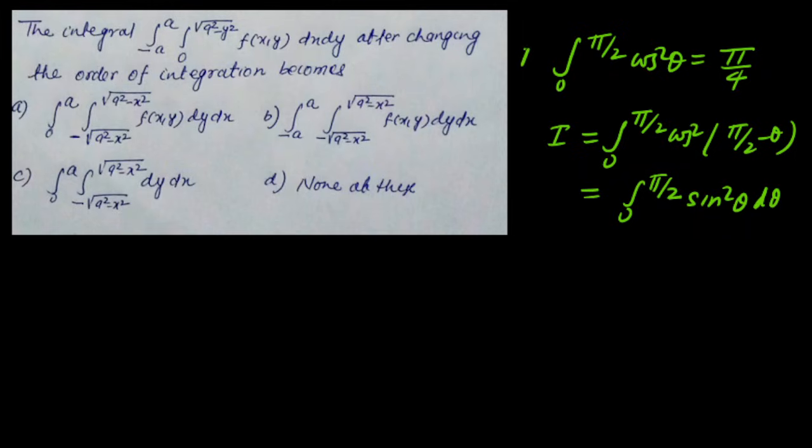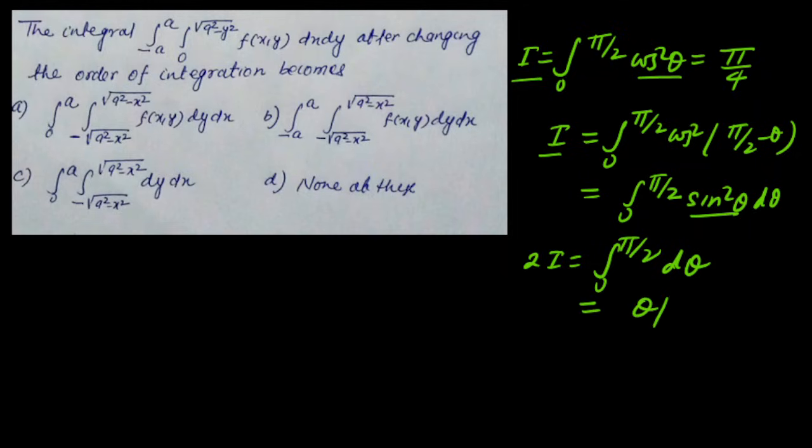I was calling this as I. So if I add this I and this I, I will get 2I is equal to integral 0 to pi by 2, and cos square theta and sine square theta will become 1, so I will get d theta. So that is theta 0 to pi by 2, so that will give me pi by 2. So that is actually 2I, so I is equal to pi by 4.